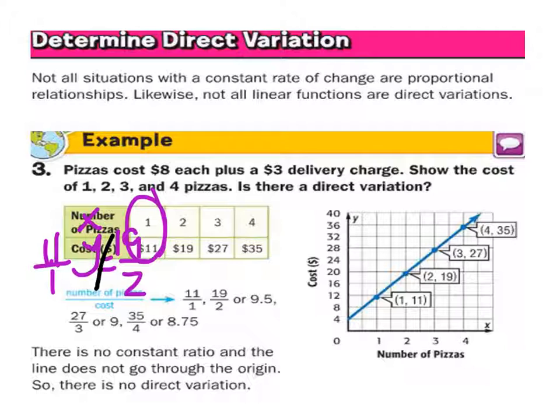In the word problem, you can see as well that there's a $3 delivery charge. That's a fee, alright? Since there's a fee, this is not proportional.